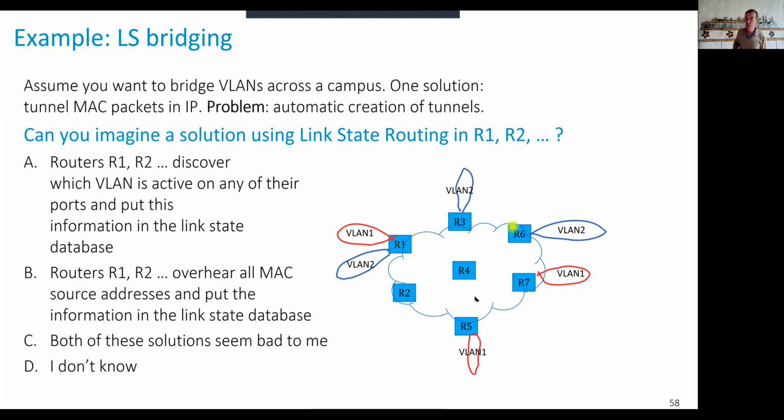Now, if the routers have a link state database, then we could perhaps be smarter. In particular, how can we automatically create those tunnels?